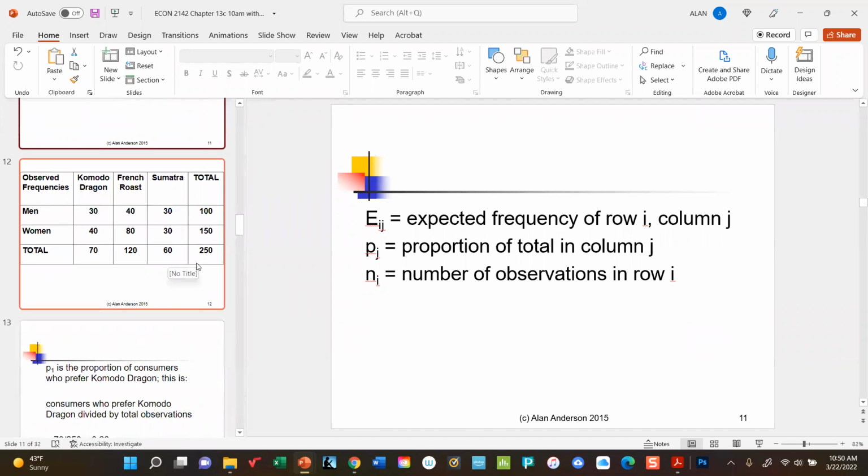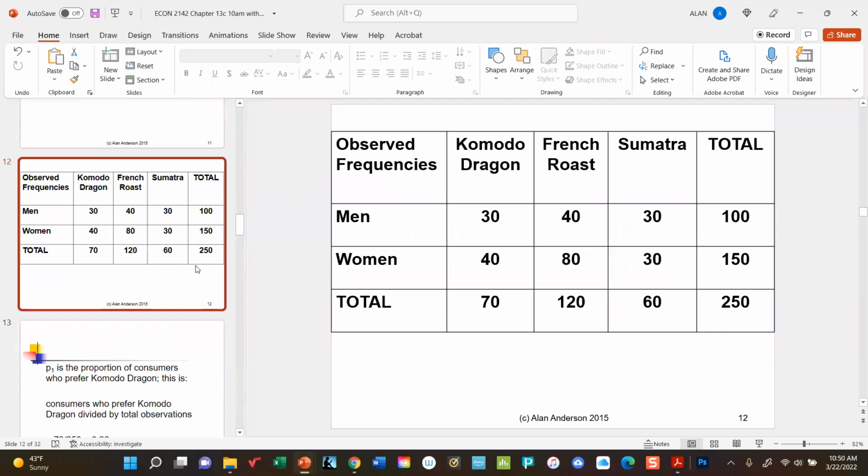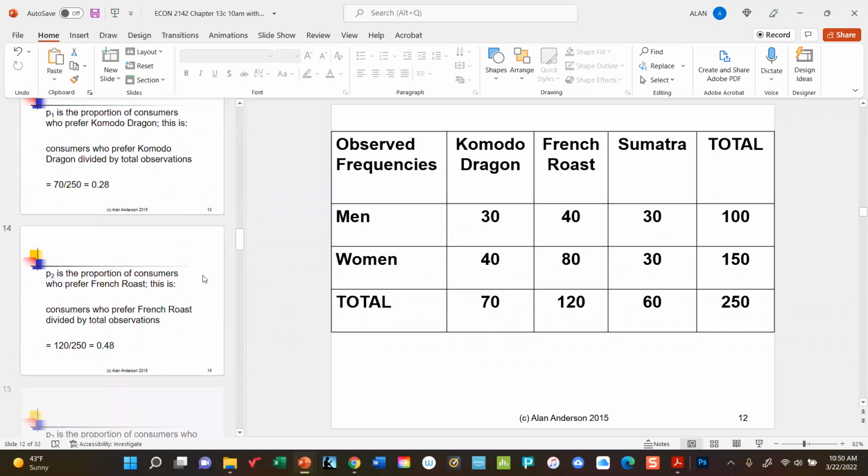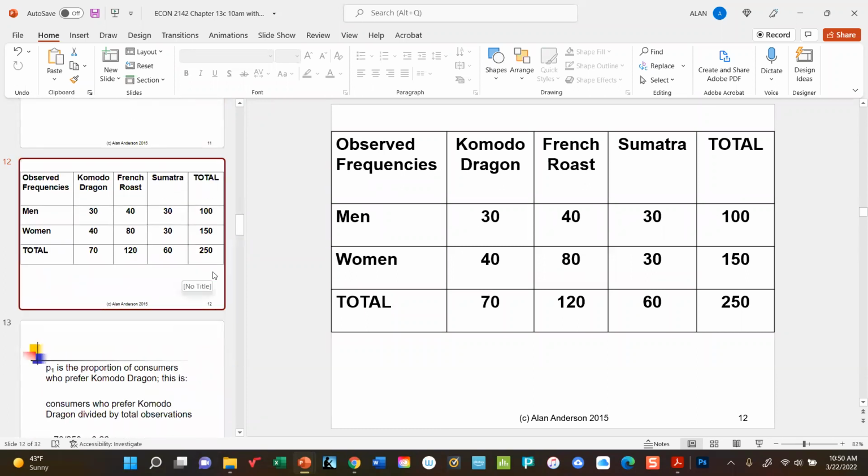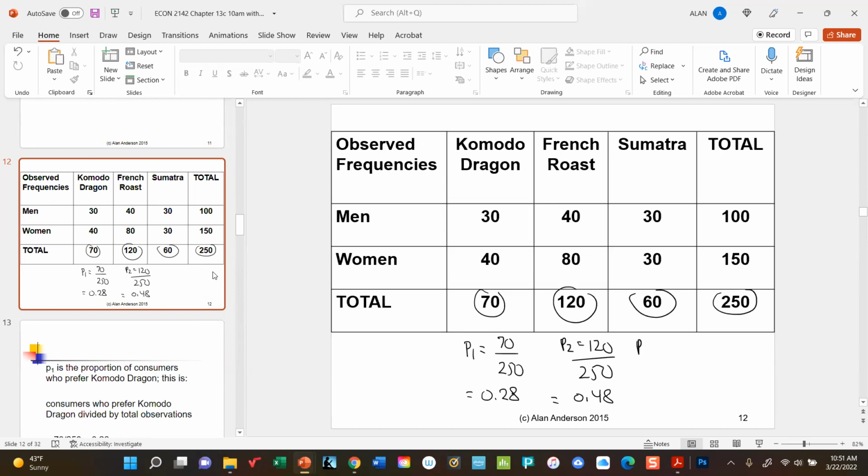So, for example, let me just show you with this table. P1 would be 70 over 250. P2 is 120 over 250. And then P3 is 60 over 250, 0.24. So this basically means that for the entire sample, 28% prefer the Komodo dragon, 48% prefer the French roast, and 24% prefer the Sumatra.